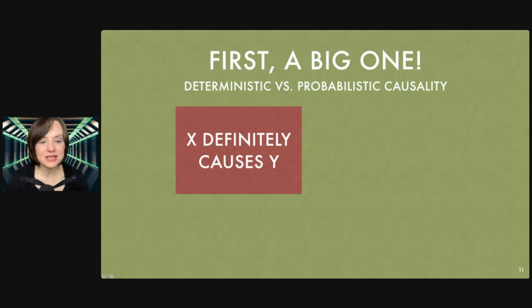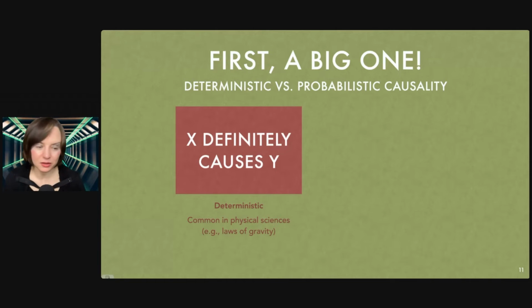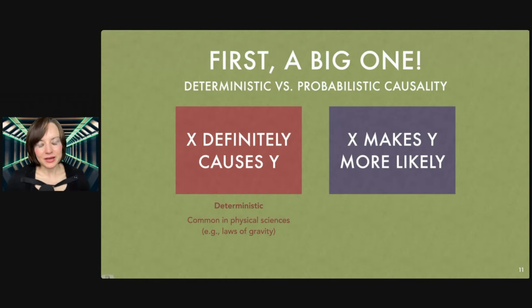So in deterministic causality, X causes Y every single time. Every single time you throw something up, gravity causes it to come back down. There's no sometimes, there's no part of the time, there's no on average. It's just what happens, right? Deterministic. This is very common in research done in the physical sciences, so gravity.